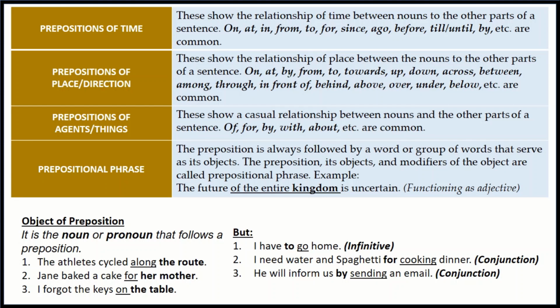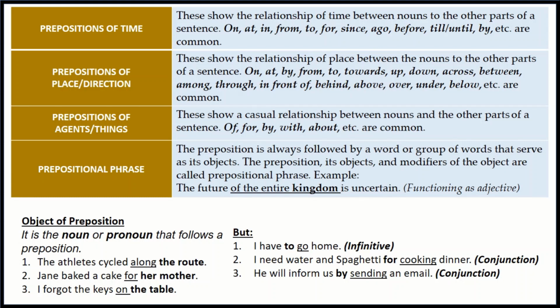Over here, the future of the entire kingdom, this is a prepositional phrase, where kingdom is the object, of is the preposition, and the entire is a modifier, in other words, adjective. Kingdom is the object of preposition. So the future is the noun, and of the entire kingdom is actually functioning as an adjective.